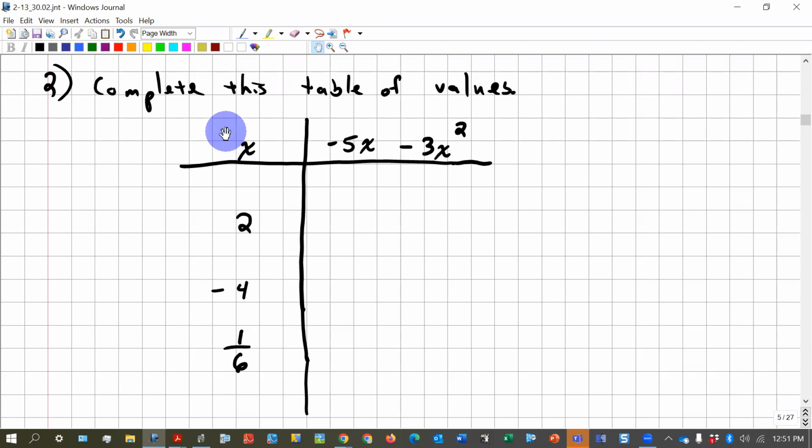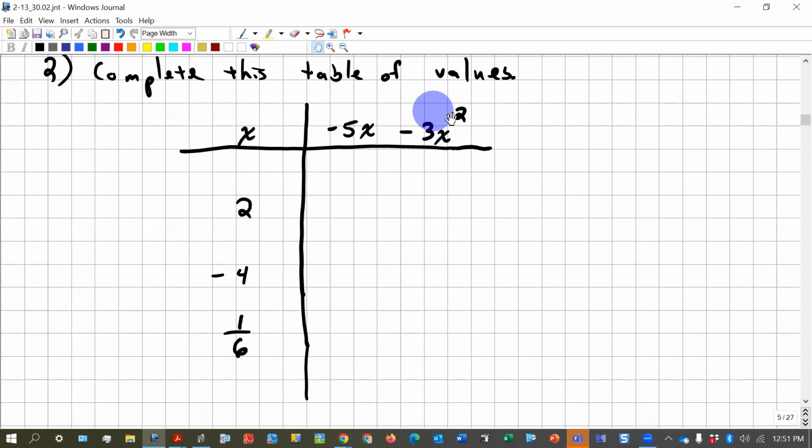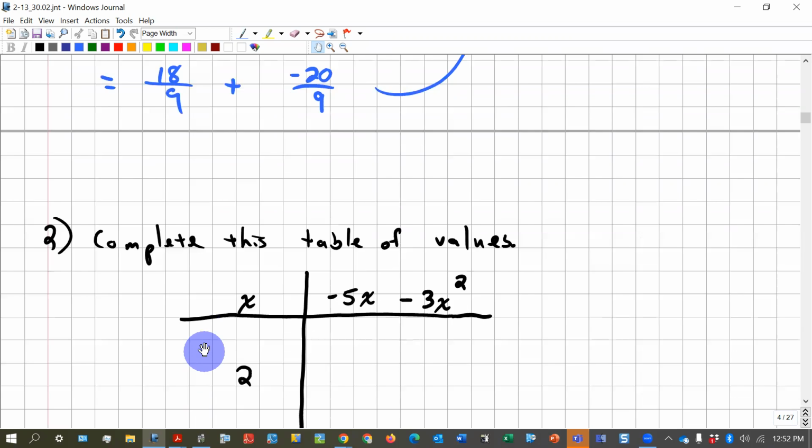So what this problem is asking, it's asking 3 separate questions. The first question is, when x is 2, what is the value of this expression? What does this expression simplify to when x is 2? And then the second question, what happens when x is -4? And the third question, what happens when x is 1/6?